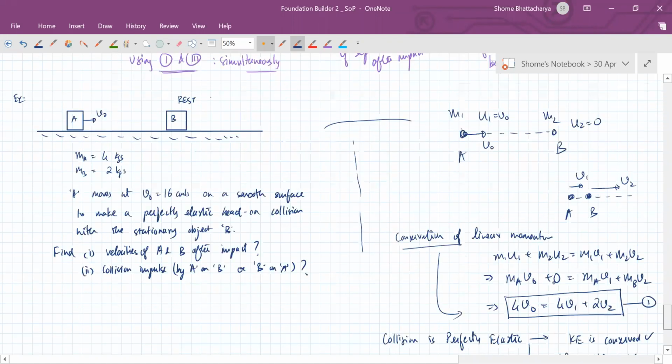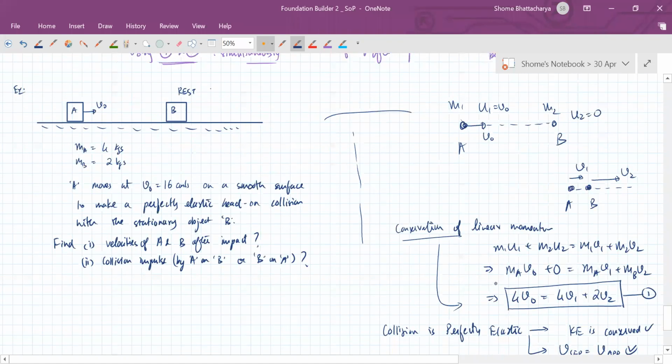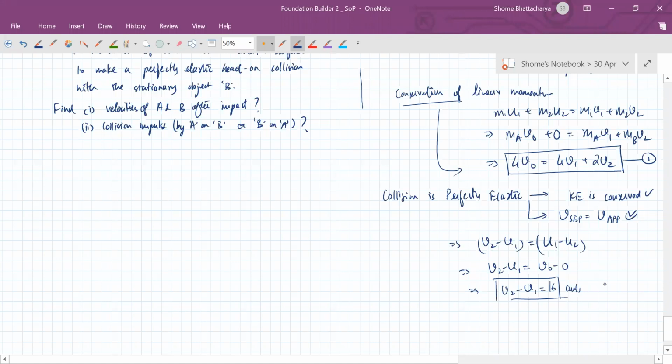So now we can see these equations are very easy to solve. Equation 1 and 2, they're very easy to solve. So now solving 1 and 2. In fact, equation 1 can be written as 2V1 plus V2 is equal to 2V0, or 2V1 plus V2 is equal to 2 into 16, 32 centimeters per second.